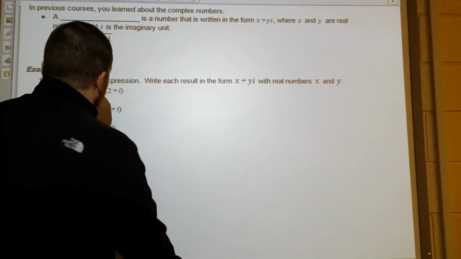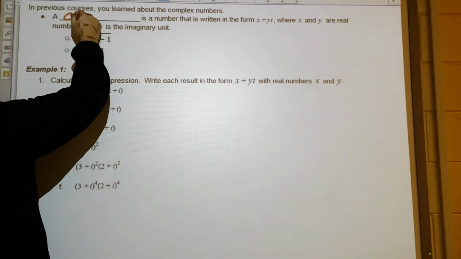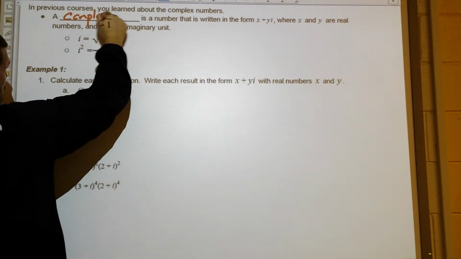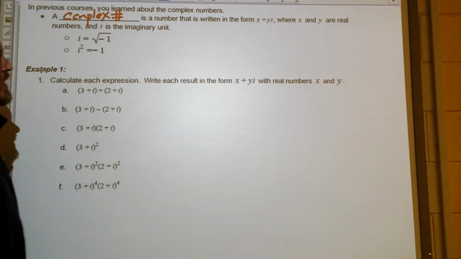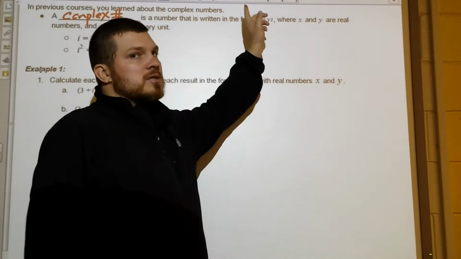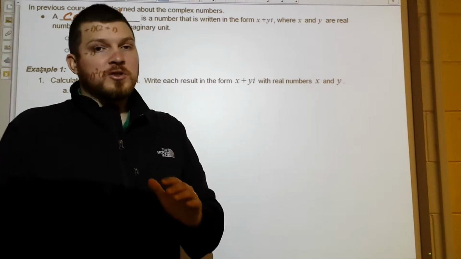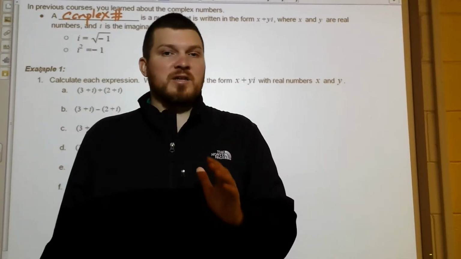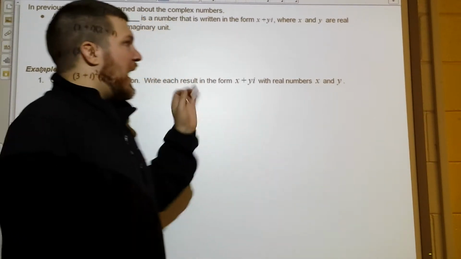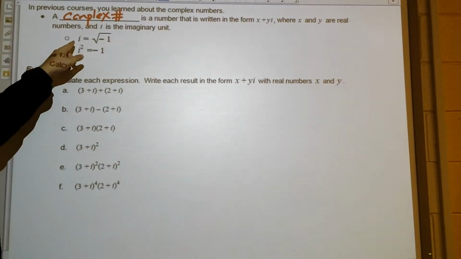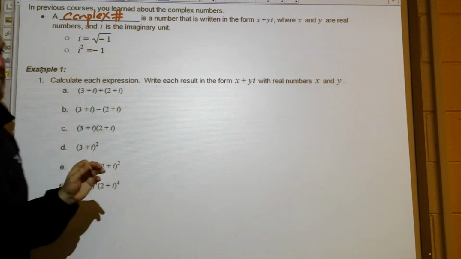So a complex number is any number that can be written in the form x plus yi. x and y are real, regular numbers. Could be fraction, decimal, positive, negative, or zero. i is an imaginary number that's defined as the square root of -1.